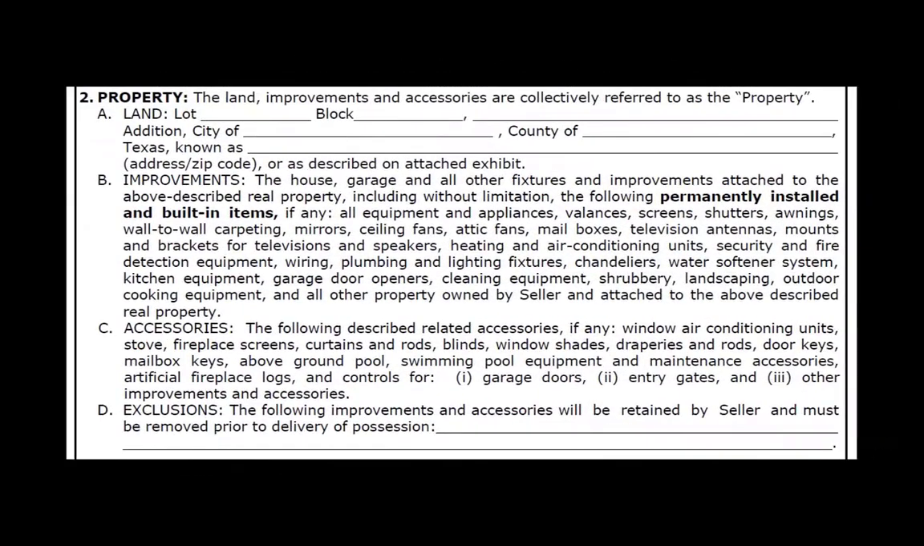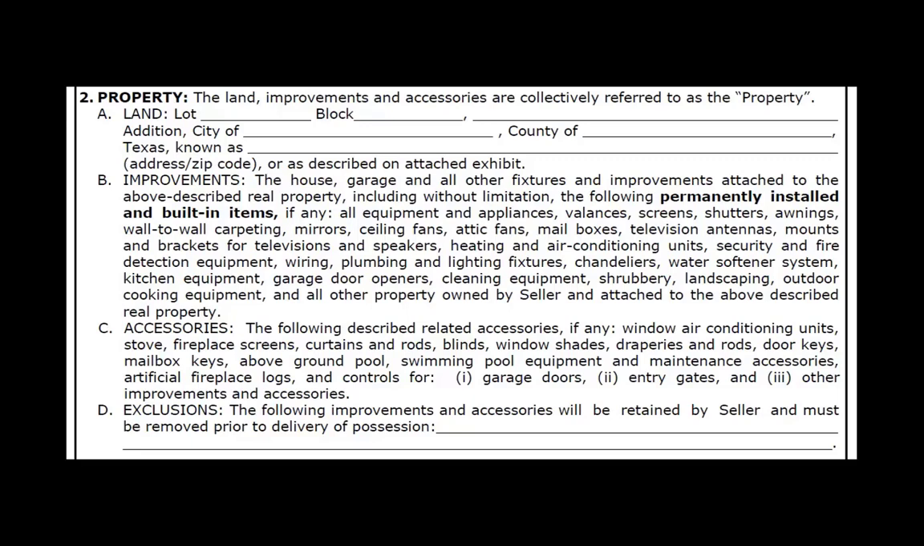Okay, paragraph 2. This is the property. This is the item that the buyer is agreeing to purchase and the seller is agreeing to sell. Paragraph A here, A of property, you've got the land. B is improvements, C is accessories, D is exclusions.